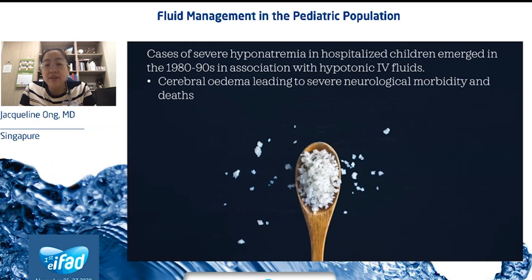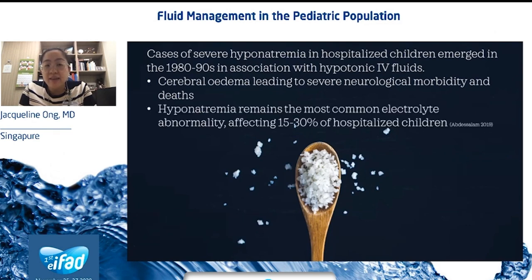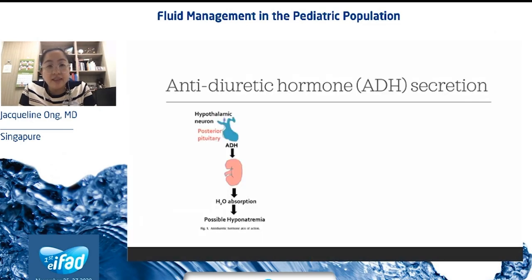And this was thought to be in association with the administration of very hypotonic fluid, in particular the quarter normal saline of 0.18%. And we recognize still that hyponatremia remains the most common electrolyte abnormality, affecting about up to a third of hospitalized children. Now, why might this be the case?